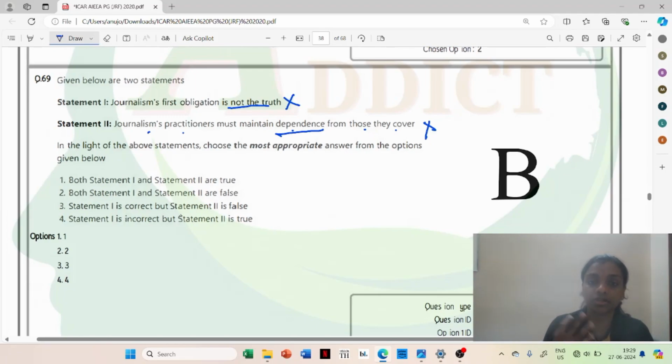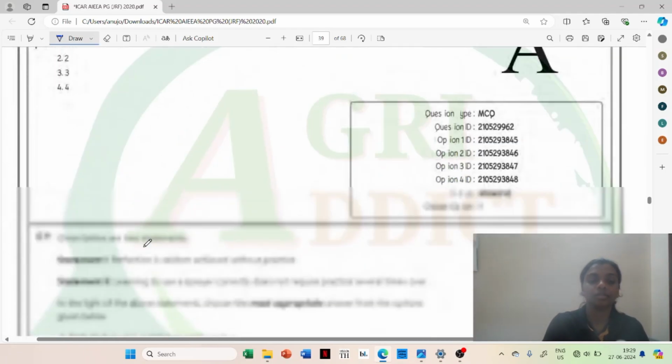If you are covering some political personality and you are dependent on them, you cannot show what exactly is happening there, right? So both statements are wrong. The answer is B. Both statements 1 and 2 are false. Coming to the next question.